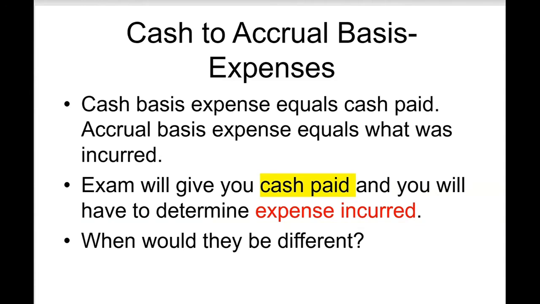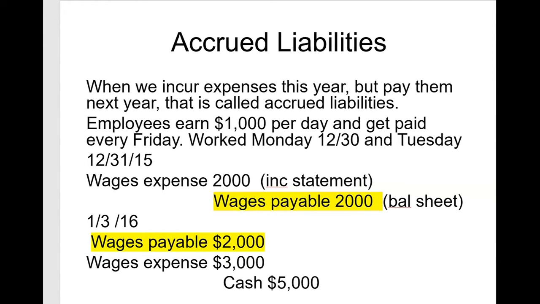Now in part one, we looked at cash basis to accrual basis revenue. Now we're going to look at cash to accrual basis expenses. Cash basis expenses equals cash paid. Accrual basis expenses equals what was incurred. The exam will give you the cash paid, and you're going to have to determine the expense incurred and when would it be different? And the answer is accrued liabilities. When we incur expenses this year, but pay them next year, that's called accrued liabilities or accrued expenses.